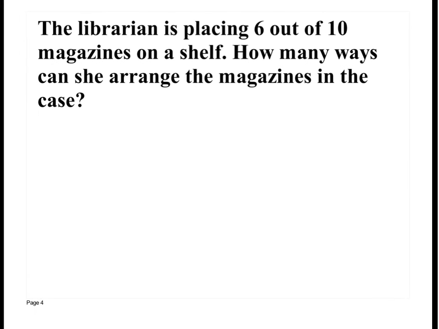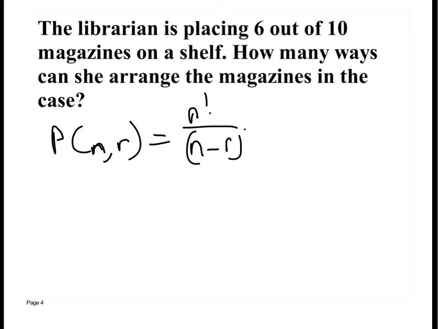So write this down. A librarian is placing 6 out of 10 magazines on a shelf. How many ways can she arrange the magazines in the case? See, this is giving you 10 different magazines to pick from, but she's only using 6. So this is when you'd use the permutation formula, which is this. P of N R is equal to N factorial over N minus R factorial.